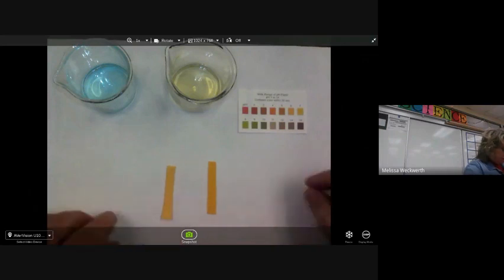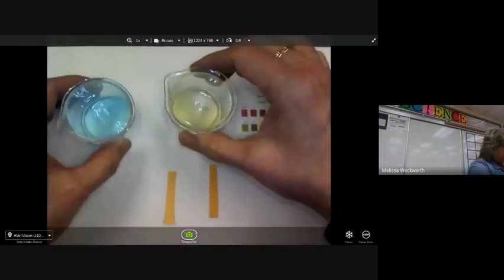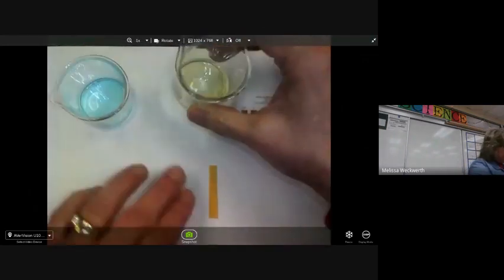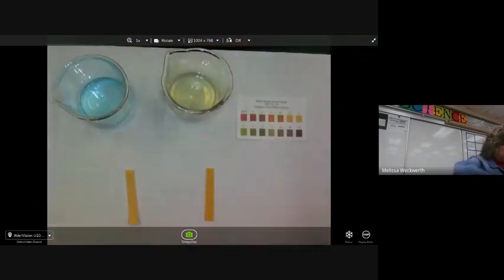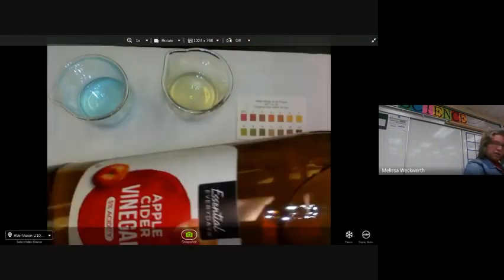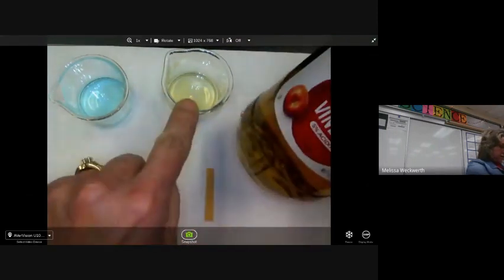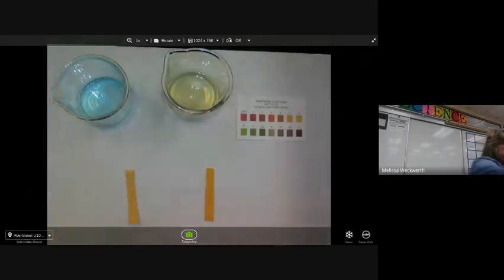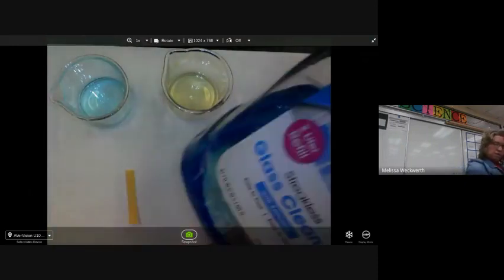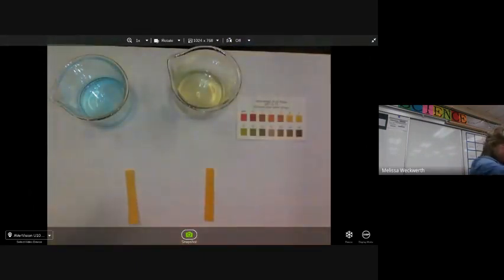So what I have here are 2 different things. So this one, first up, I'm going to make sure the lid is on there tight, is apple cider vinegar. So that's what is in this little tiny beaker right here. And then the other substance that I have is this. It is glass cleaner. So that's a base, okay?